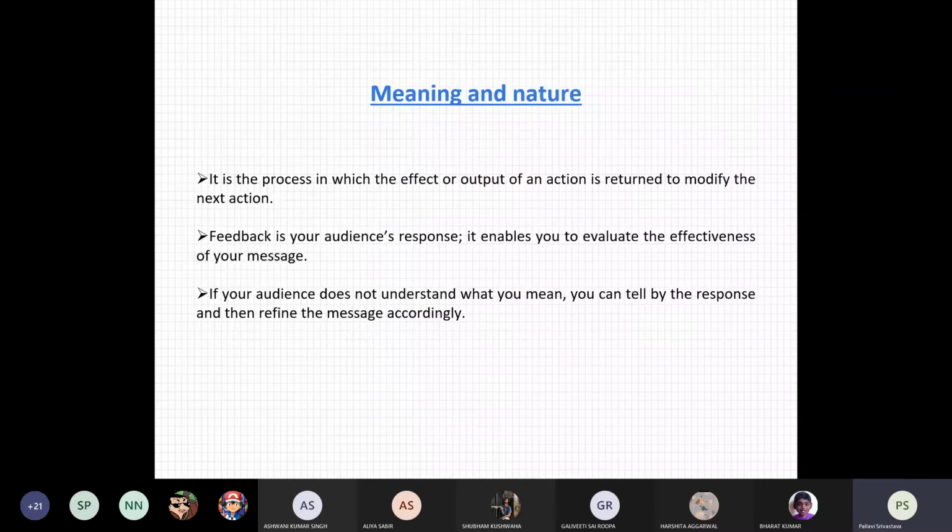Otherwise, if it is a one-way communication, we have no way to find out whether it was a successful message or unsuccessful message. Third one is, if your audience does not understand what you mean, you can tell by the response and refine the message accordingly. So how do we do this? If you understand that the other person has not understood it, the kind of question you get in the reply, the kind of reply you receive, on the basis of that, you get a feeling of where the other person is stuck, what is the problem which they are facing.